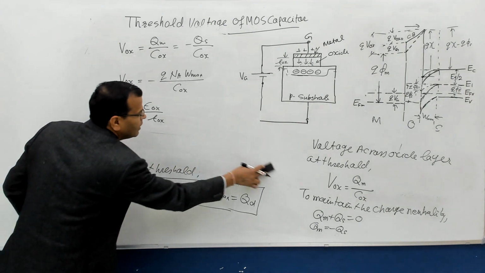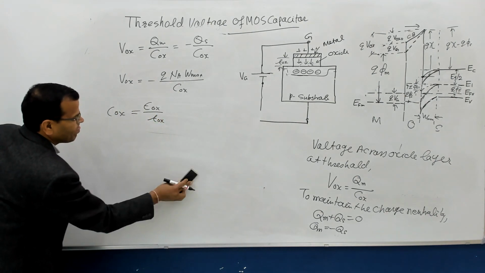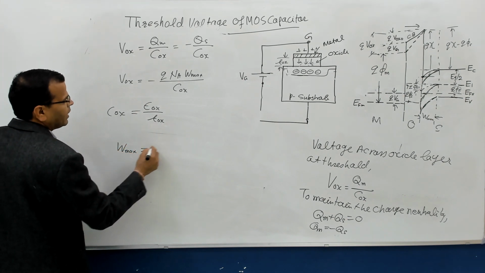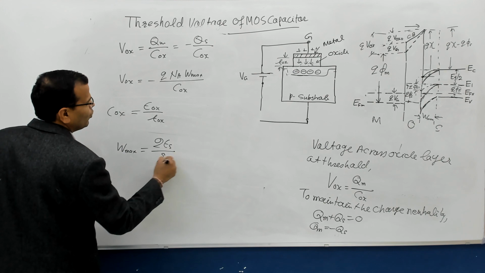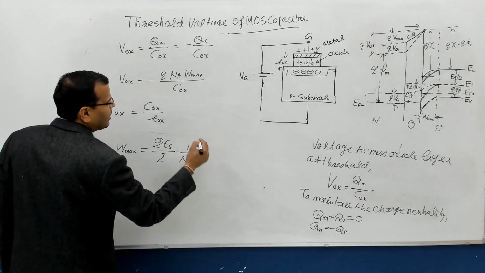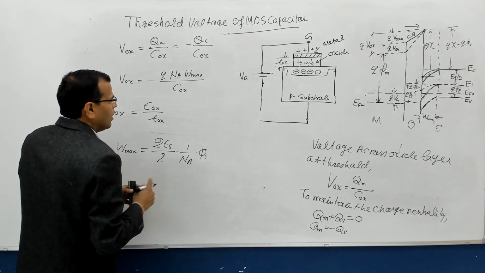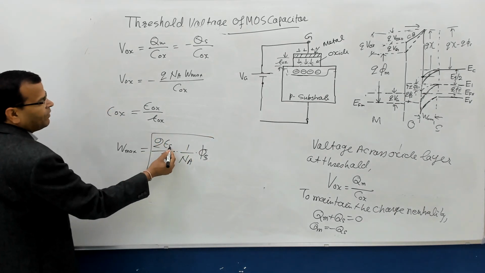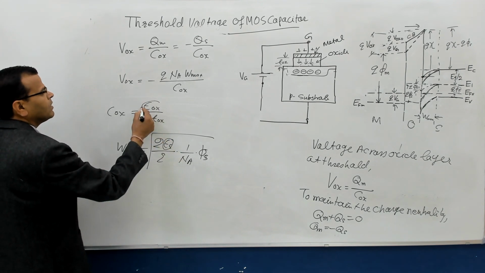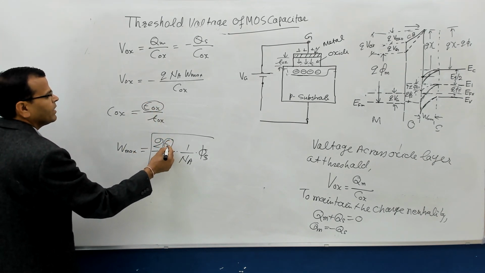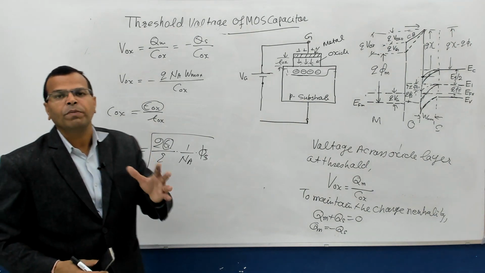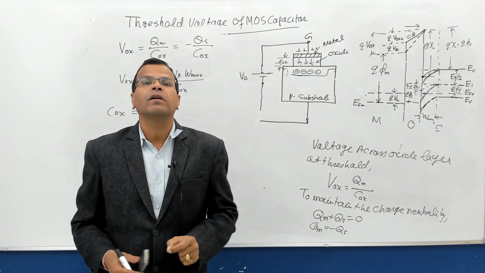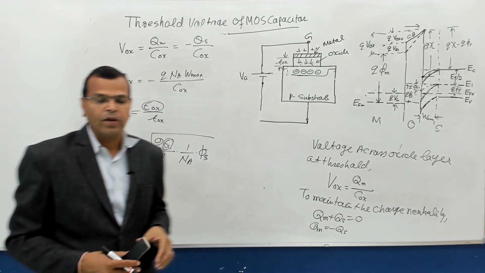And when I consider the maximum, I have already written it, but just as a repetition, W max is what? That is the square root of 2 epsilon S by Q into 1 by NA multiplied by phi S, or that is 2 phi F. Epsilon S is the permittivity of the semiconductor, this is the permittivity of the oxide. Just to explain that, I have written these expressions. So please do remember these formulas. These are very important as far as the exam is concerned. There can be numericals on these formulas.